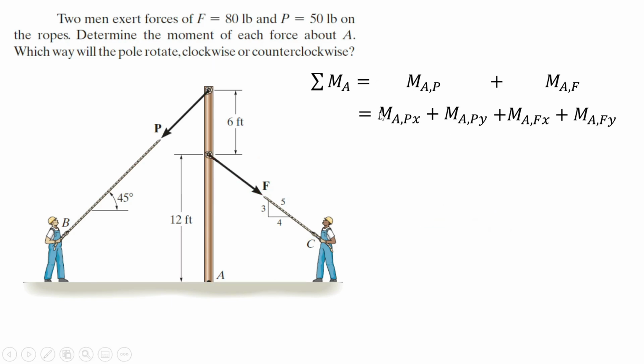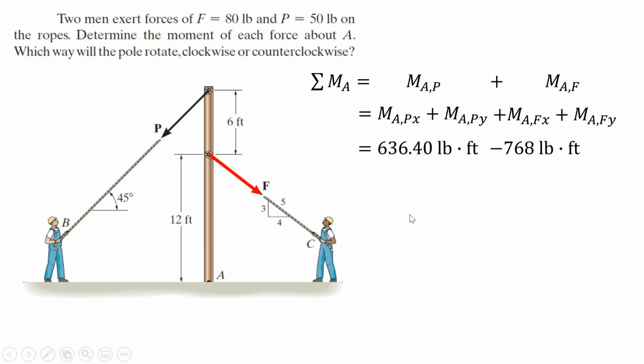So that is the summation of moment on A due to PX, moment on A due to PY, moment due to FX, and moment due to FY. And since moment due to PY and moment due to FY is 0, we will just add these two. So that is 336.4 pound-feet, and that is positive. And for the moment of force due to Fx, that is negative 768 pound-feet.